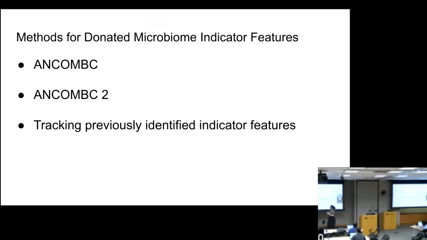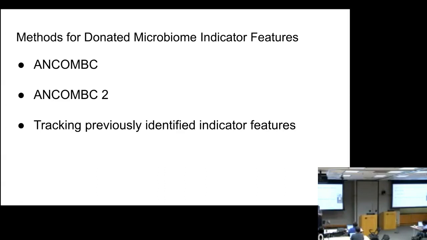I typically see linear models here comparing donor to baseline and maybe seeing what features are enriched in the donor that we want to see transferred over to the baseline. And I'll show you an example of that next, but I just want to quickly touch on tracking previously identified indicator features. Now, this isn't a method that's used a lot, but I think it's so cool and really fun.